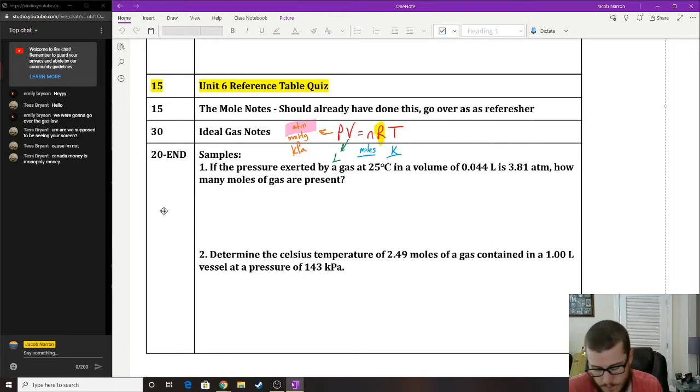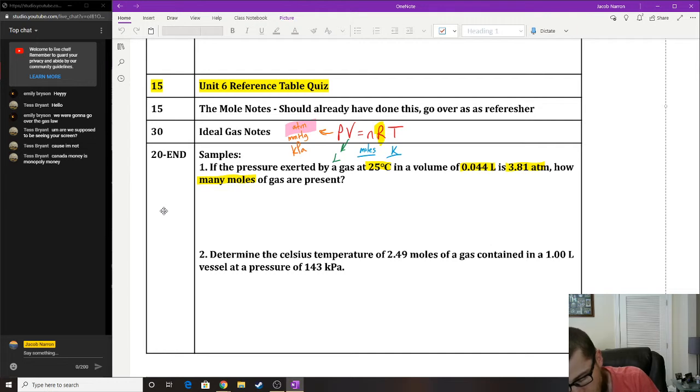So let's start with number 1. Remember, 5 steps, guys. This is a 5-step problem. If the pressure exerted by a gas at 25 degrees Celsius and a volume of 0.044 liters is 3.81 atmospheres, how many moles of gas are present? So in this problem, they just gave us a lot of information. We have to be able to determine what they are actually giving us.